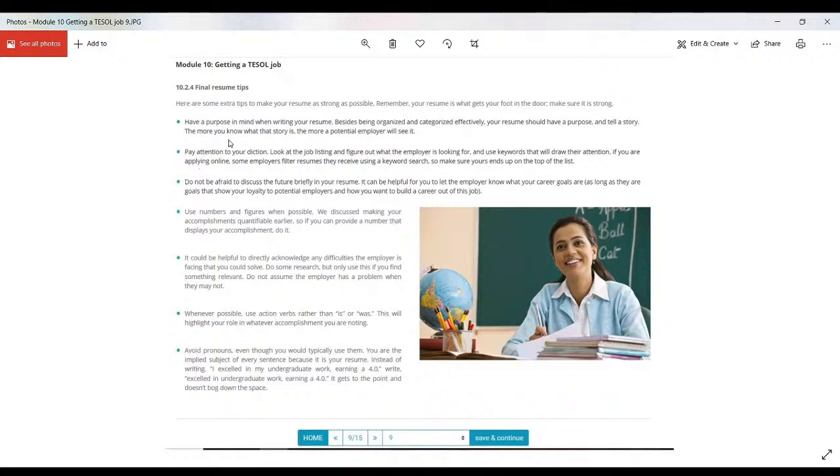The fourth subpart is final resume tips. Okay, so here are some tips. Dami nito. Okay, one, have a purpose in mind when writing your resume. Besides being organized and categorized effectively, your resume should have a purpose and tell a story. Pay attention to your diction. Look at the job listing and figure out what the employer is looking for and use keywords that will draw their attention. If you're applying online, some employers filter resumes they receive using a keyword search.